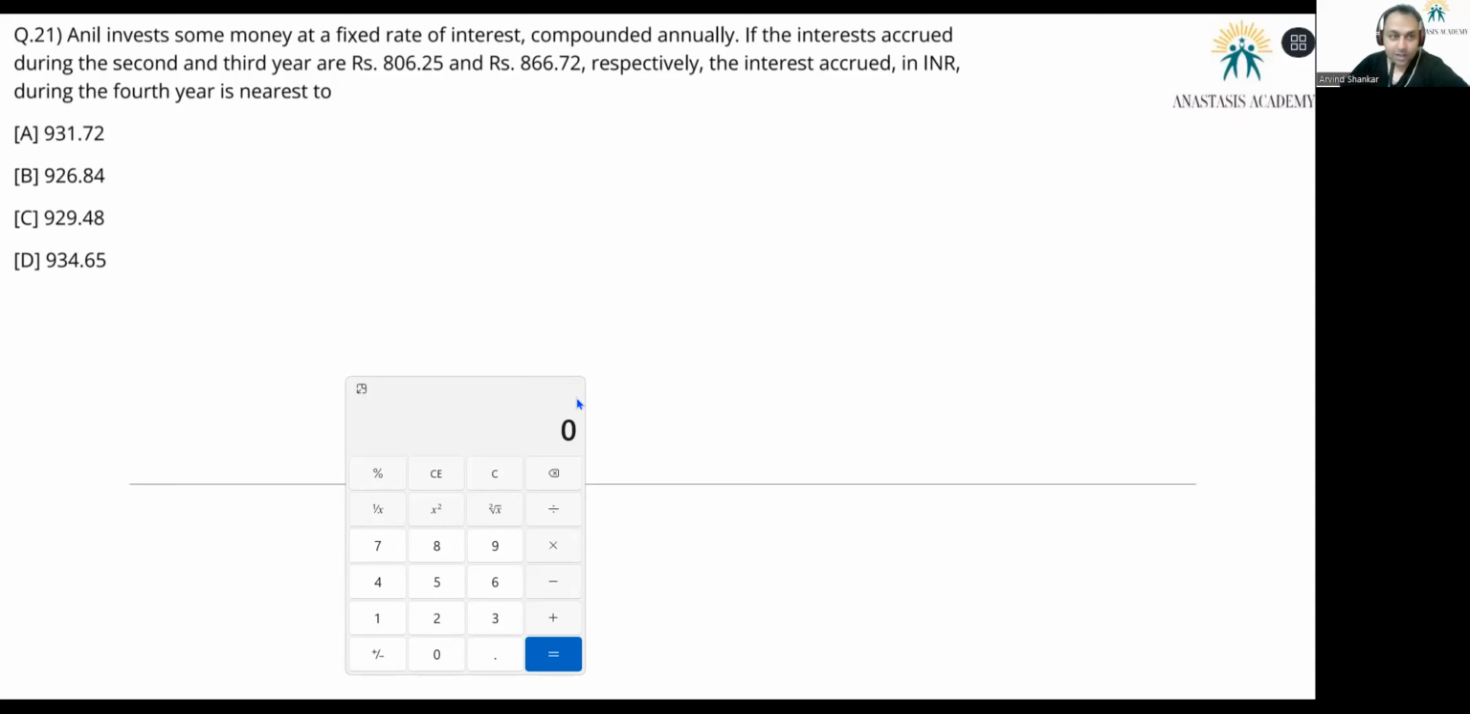Nothing more. Okay. Anil invests some money at a fixed rate of interest, compounded annually. If the interest accrued during the second and the third year are 806.25 and 866.72 respectively, the interest accrued in INR during the fourth year is nearest to. अच्छा ये बताओ, why is there a difference between the interest accrued in second year and third year under compound interest?